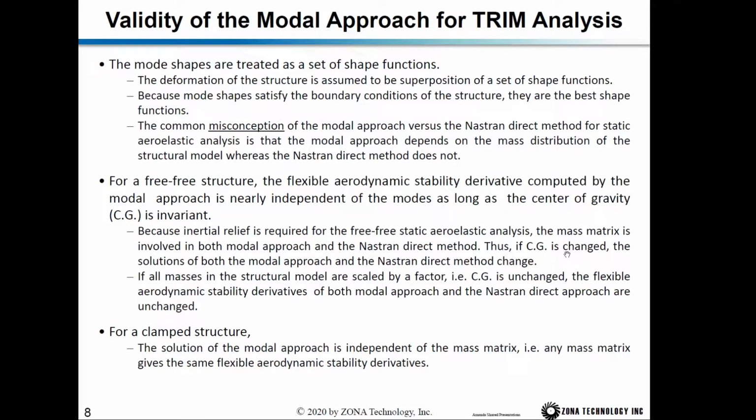Thus, if the CG is changed, the solution of both the modal approach and the natural direct method change. If all masses in the structural model are scaled by a factor, so therefore the CG is unchanged, the flexible aerodynamic stability derivatives of both the modal approach and the natural direct approach are unchanged. If for the supported structure you have no rigid body mode, the solution of the modal approach is independent of the mass matrix. Any mass matrix gives the same flexible aerodynamic stability derivatives.